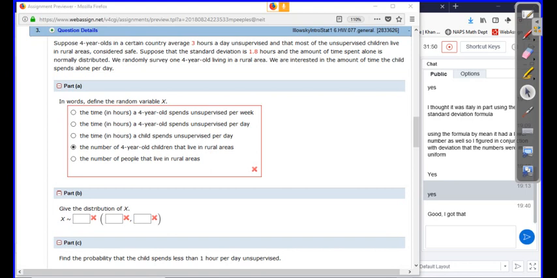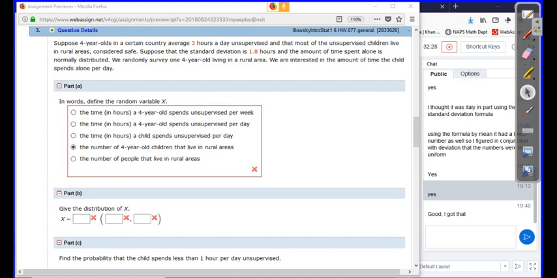We randomly survey one 4-year-old living in a rural area, and we're interested in the amount of time the child spends alone per day. So first of all, let's define what we mean by a random variable. We look at the different choices right here, and it looks like what we're talking about is time. So we definitely want to have a variable x be defined in terms of time. Our choices are the time in hours that a 4-year-old spends unsupervised per week, or per day, or the time in hours the child spends unsupervised per day.